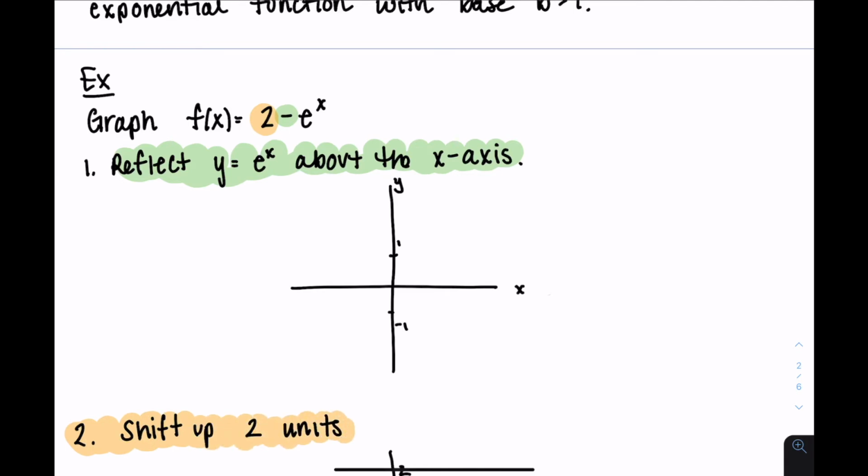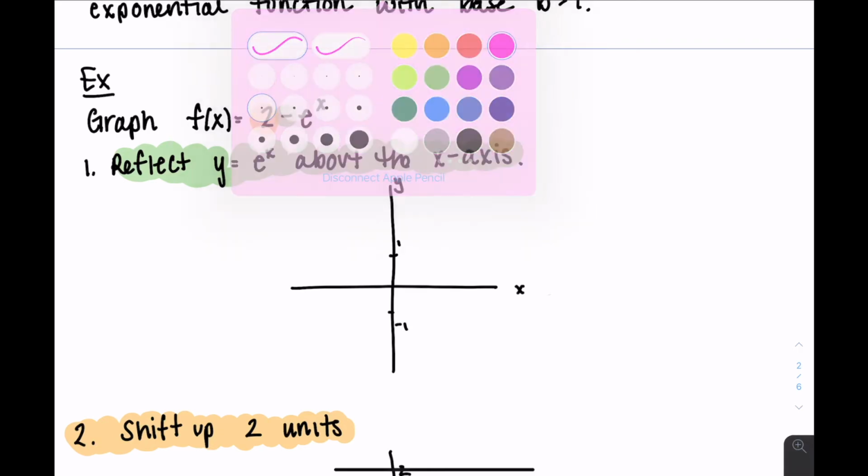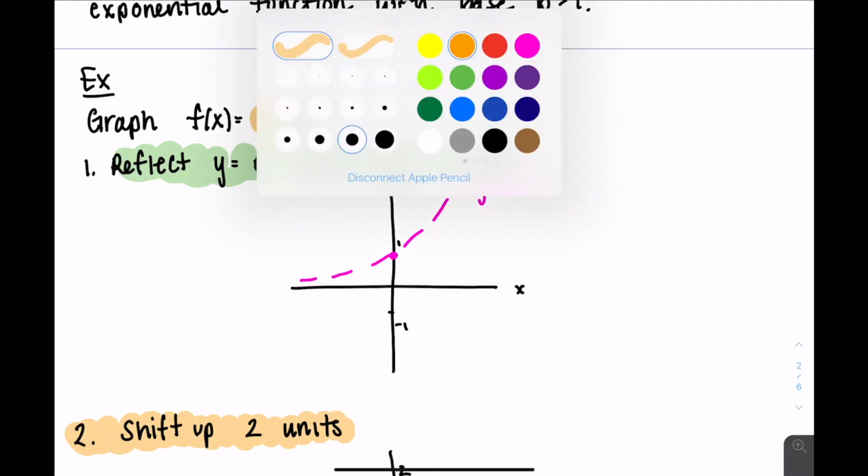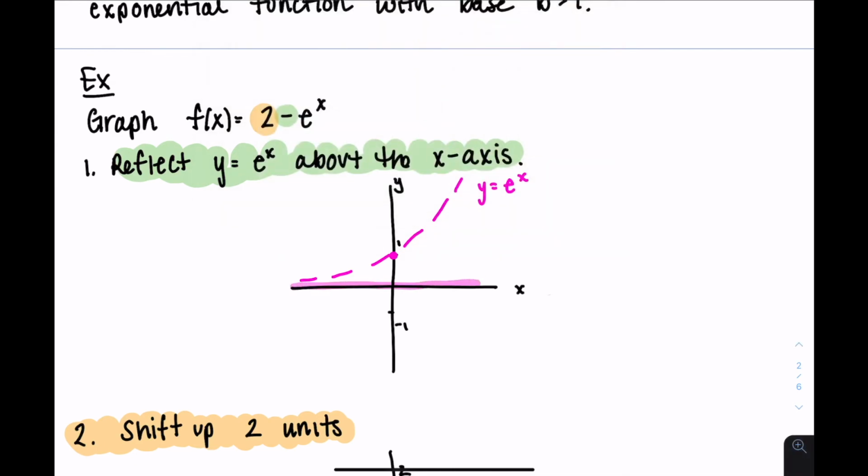So going back to our stuff from chapter 2, you've got to make sure that you apply that in the appropriate order. I don't have a horizontal shift, but I do have this reflection. So the first thing I want to do is reflect y equals e to the x about the x-axis. If we look at our graph of e to the x, we know it's going to go through 0, 1, and e to the x will grow like this. We have a horizontal asymptote, and that's going to be right here on the x-axis. So y equals 0 is our horizontal asymptote.